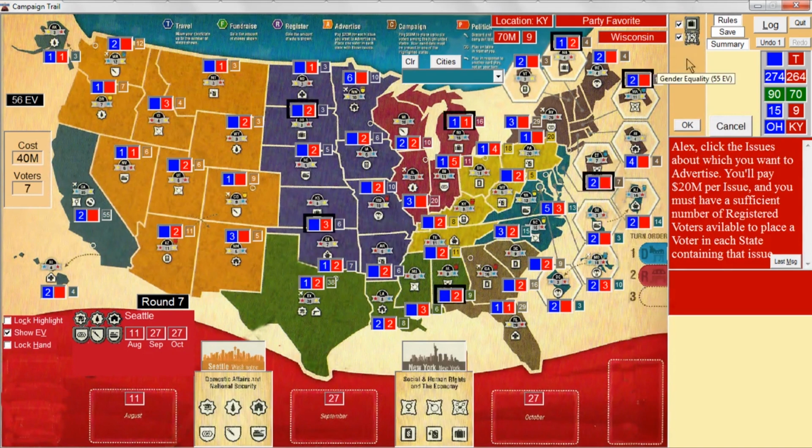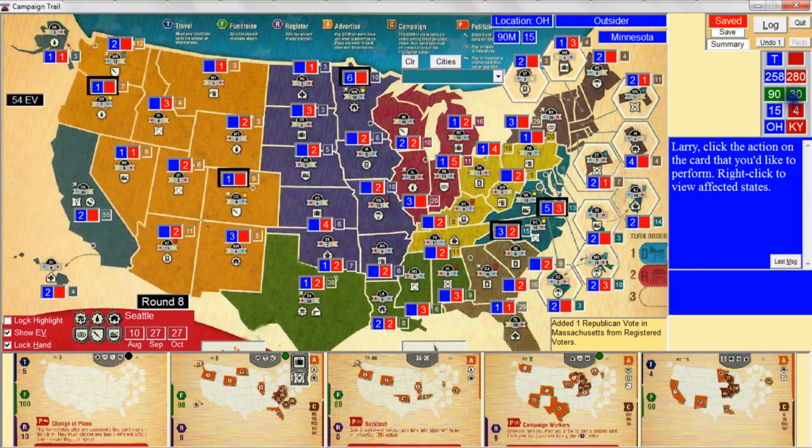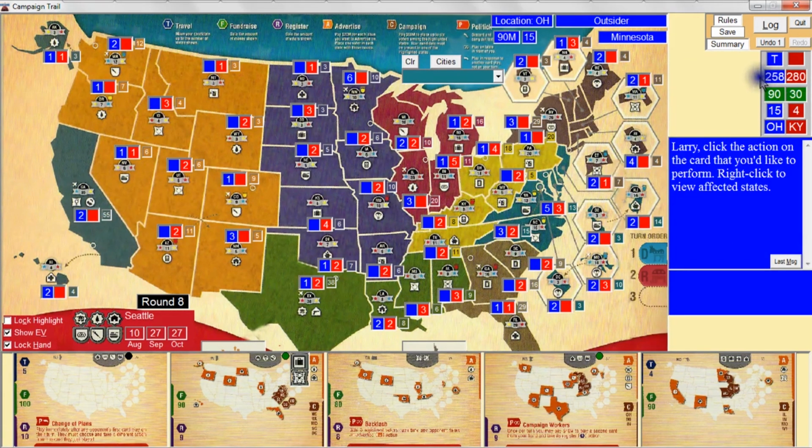So this is going to cost her seven of her nine remaining voters and $40 million to advertise on these two issues. Yeah, and she'll grab these electoral votes up here in the battleground state of Michigan. That's pretty important to her. She has the lead again, 280 to 258 electoral votes.